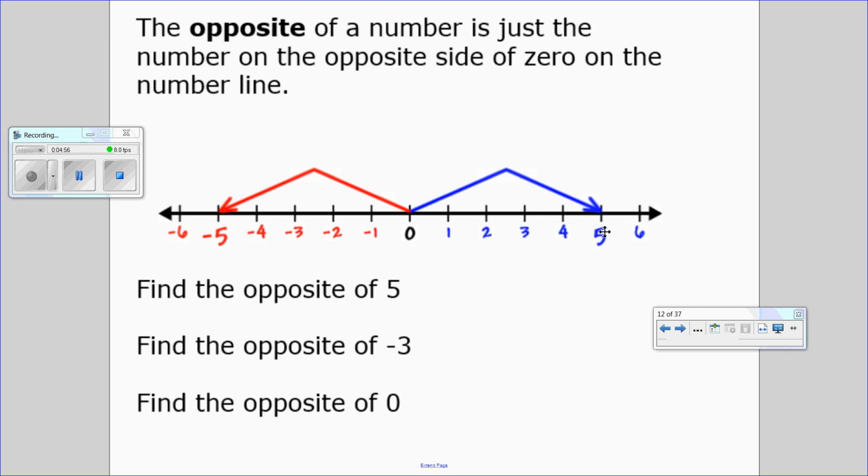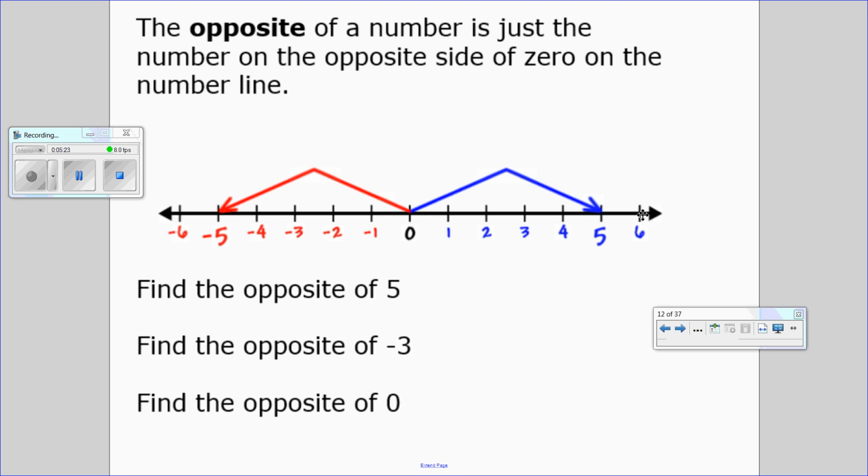For example, if we are at 5, this is 5 units from 0. On the opposite side, what is 5 units from 0? -5. If you are at -3, how many units is that from 0? 3 units. On the opposite side, what number is 3 units from 0? 3. What's the opposite of 0? Just 0. Let's write our example.